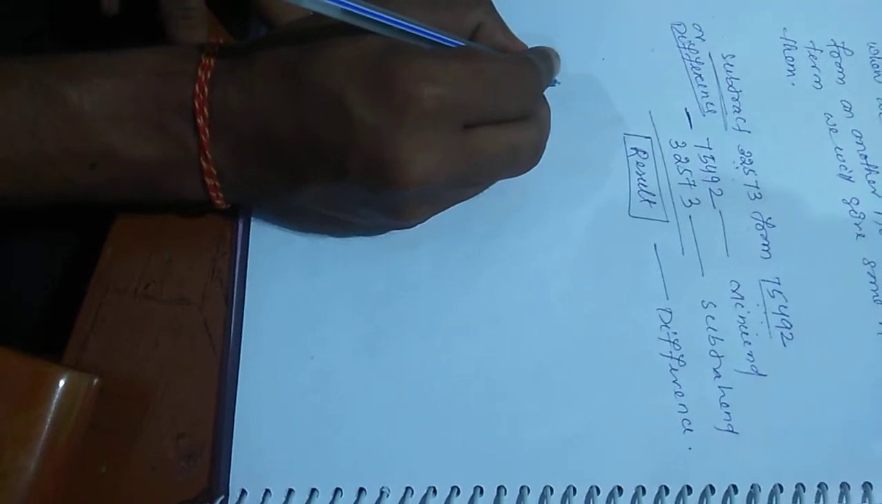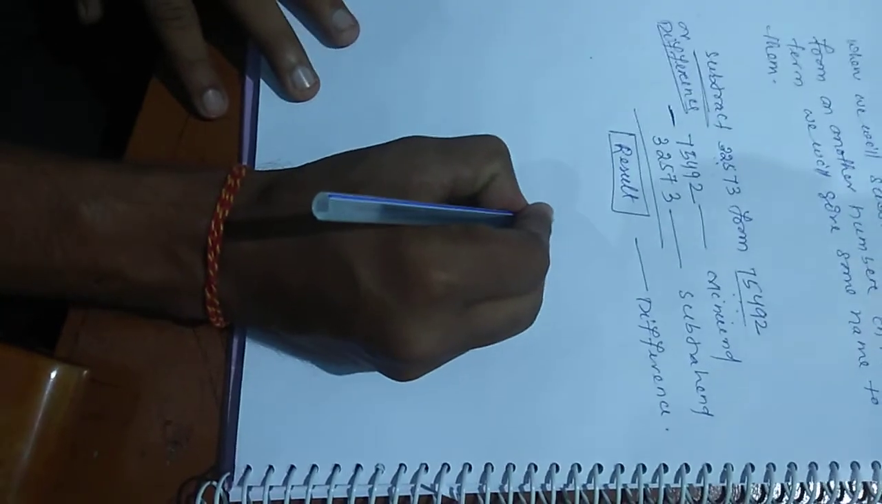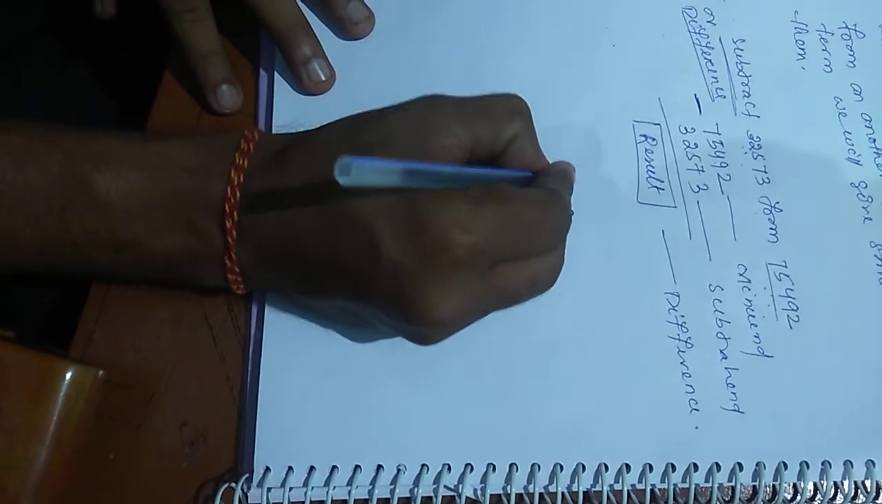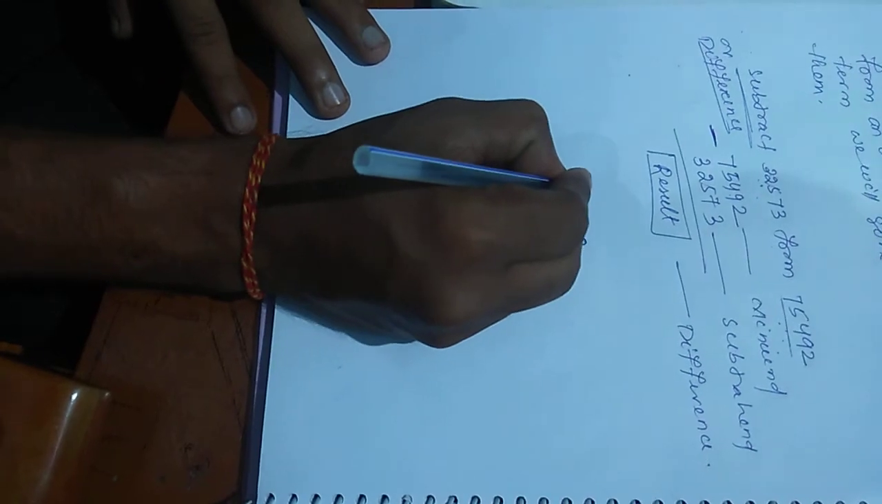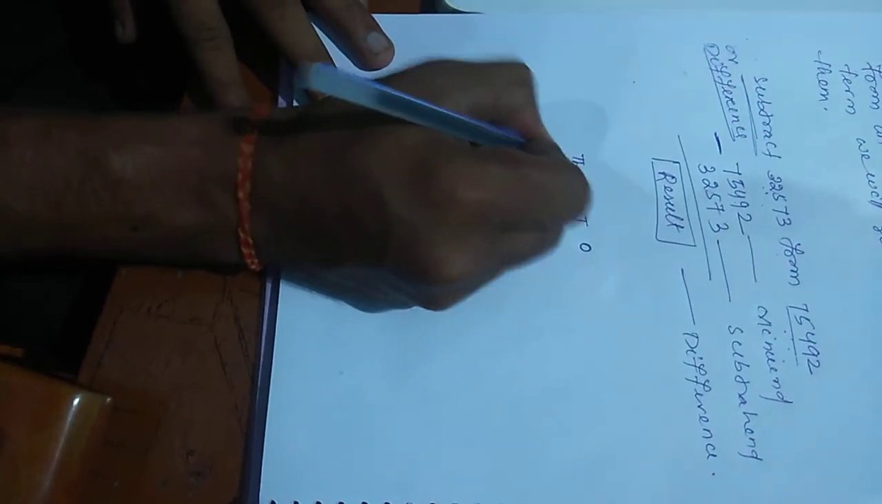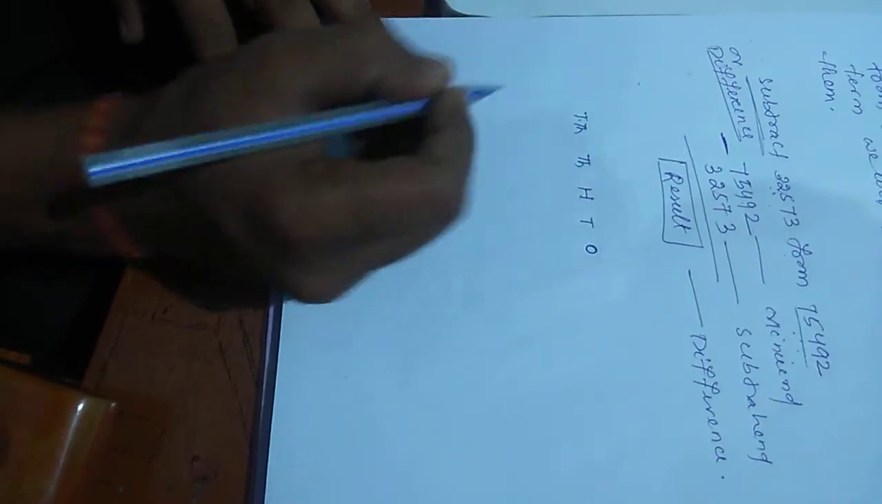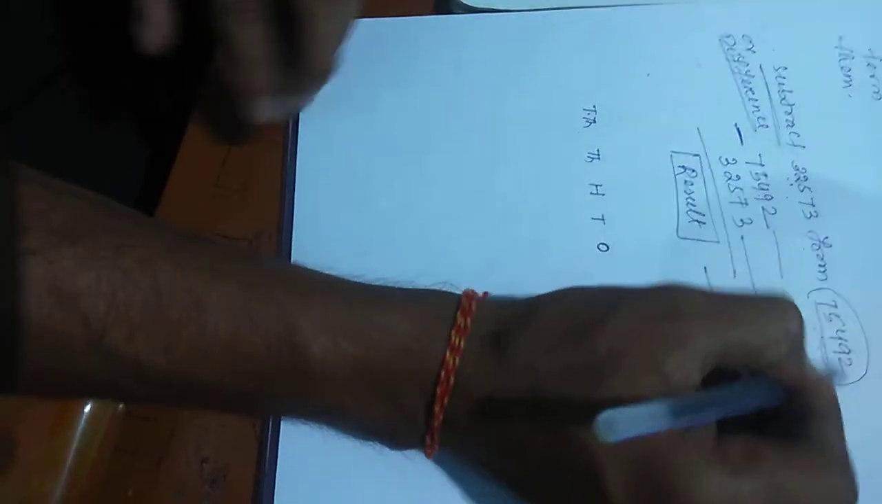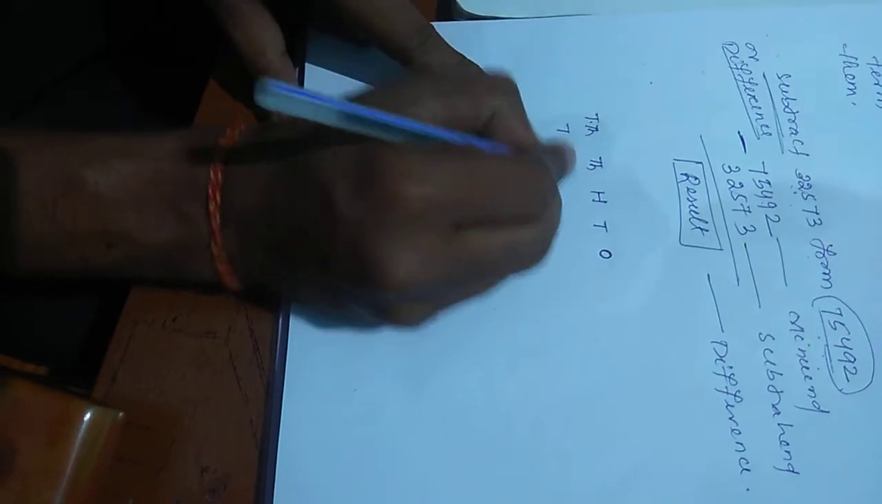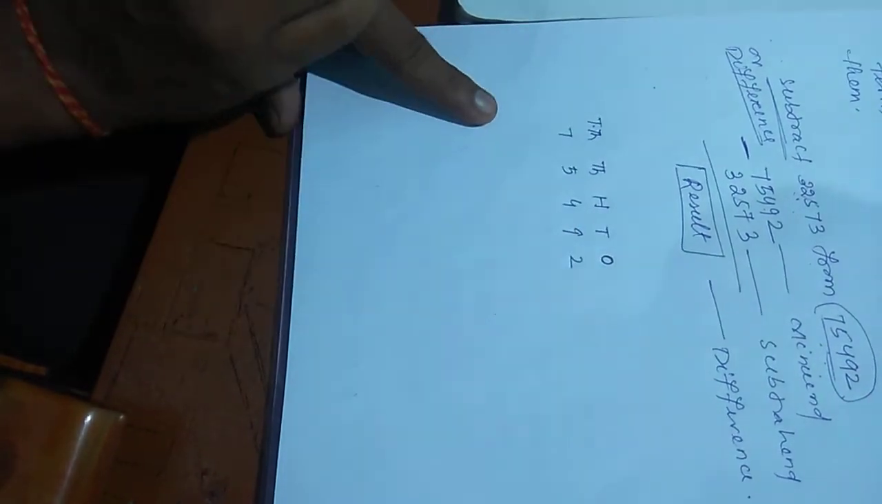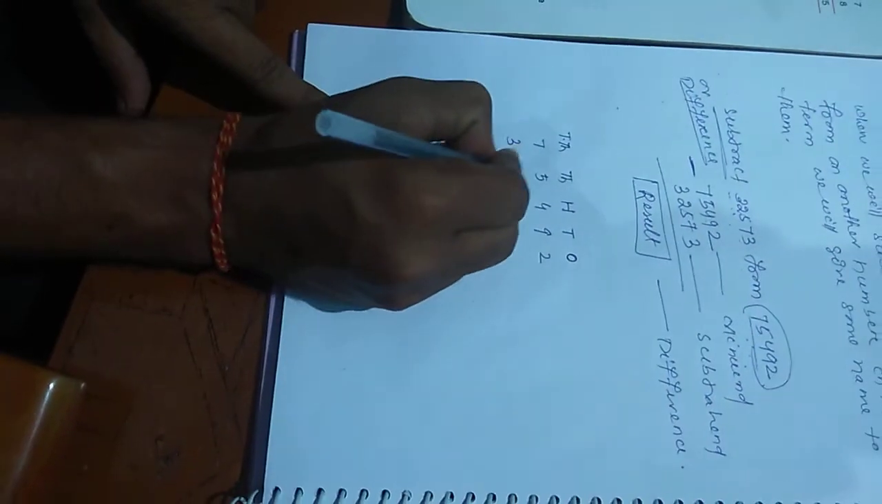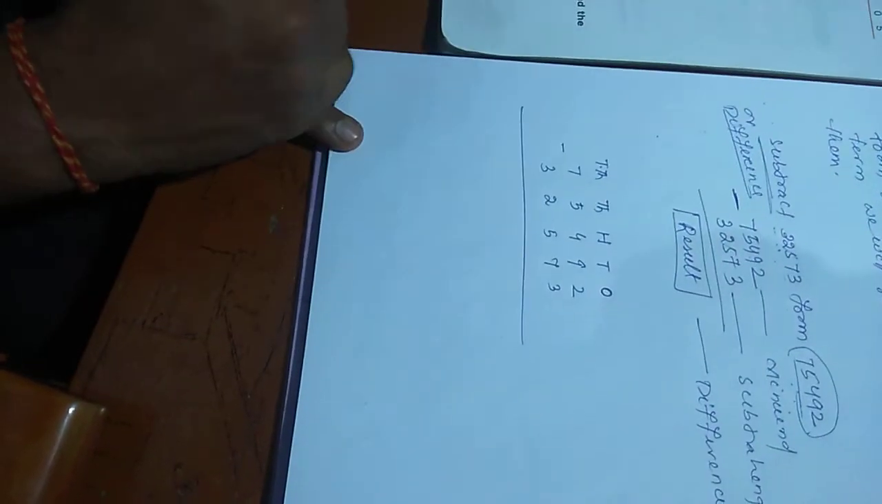First of all, at the time when you are doing subtraction, what will you do? You will write on the upper position: ones place, tens place, hundreds place, thousands place, ten thousands place. After that, you will write the number that is given, 75,492. Then you will write the subtrahend, that is 32,573. Then put the subtraction symbol.